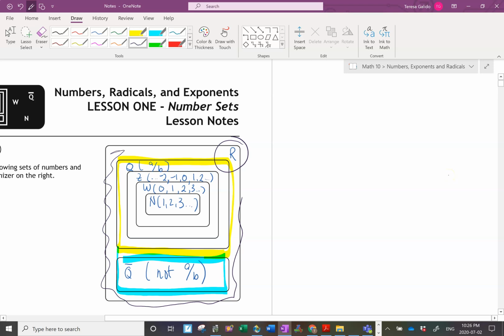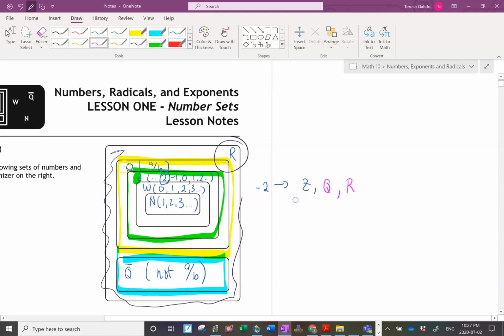So just one example here. When we talk about the number -2, -2 is actually an integer since it belongs to the big rectangle here for integers, so it's right here. So it's an integer, but also it's a rational number and it's also a real number.